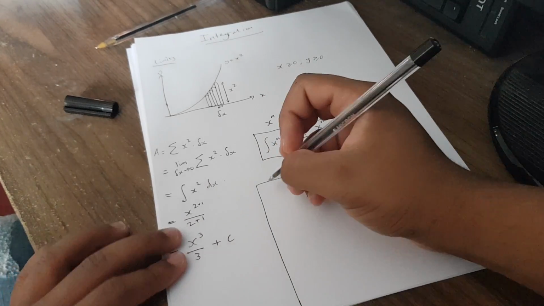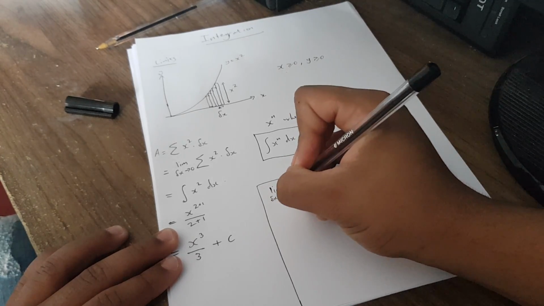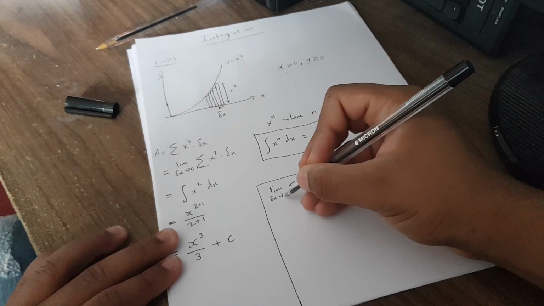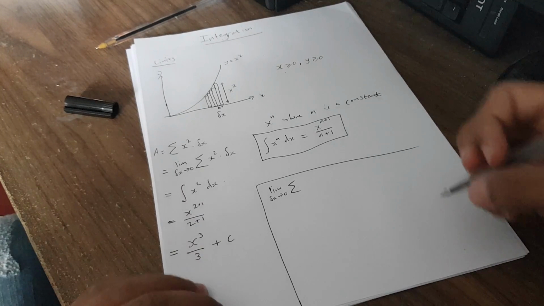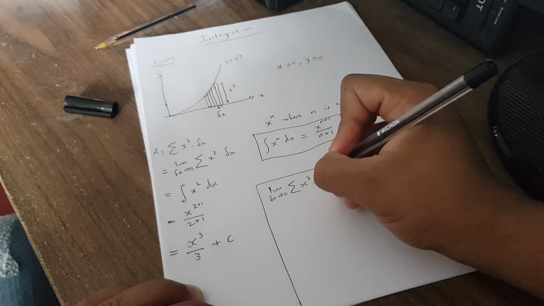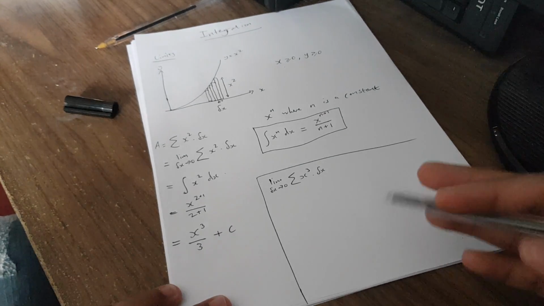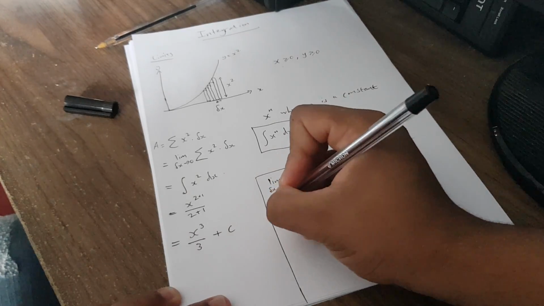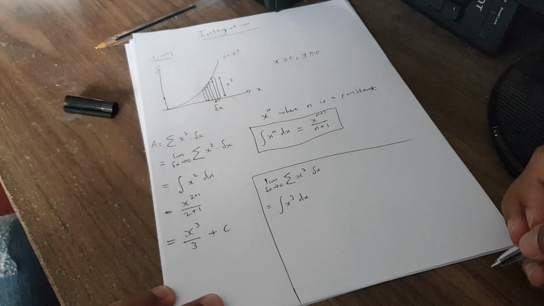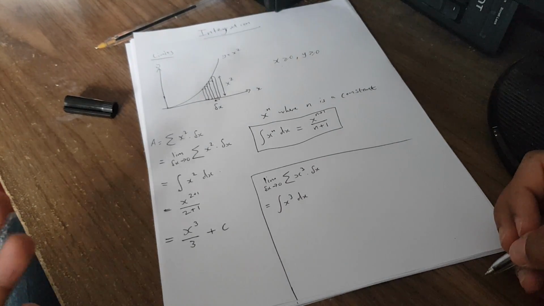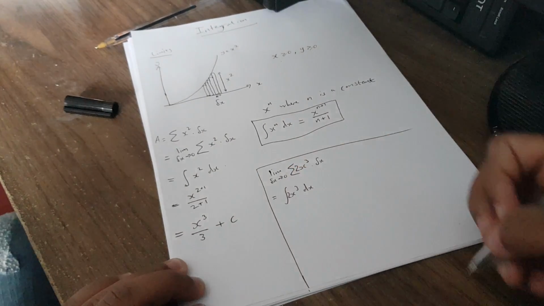Okay, let's calculate the limit as delta x tends to 0. So each rectangle, the width becomes 0, so it becomes a perfect curve of x cubed times delta x. Let's calculate that. So all this becomes is an integral of x cubed with respect to x. What do we do from there? Oh, sorry. Let's say 2x cubed. Let's say 2x cubed.